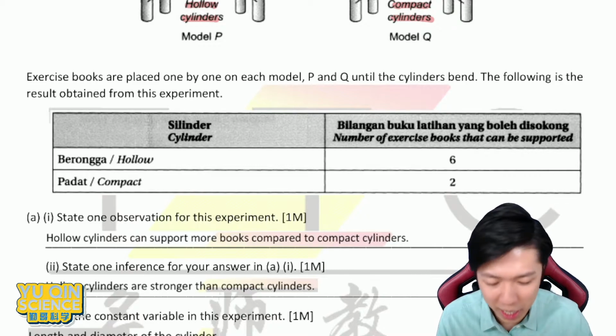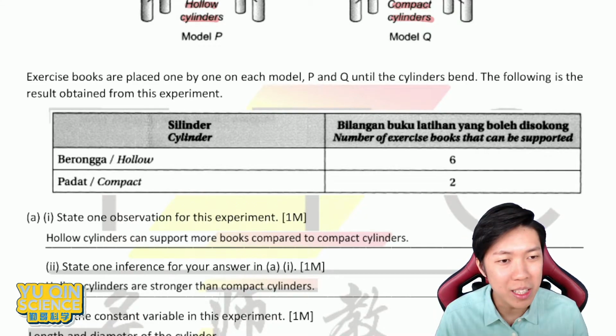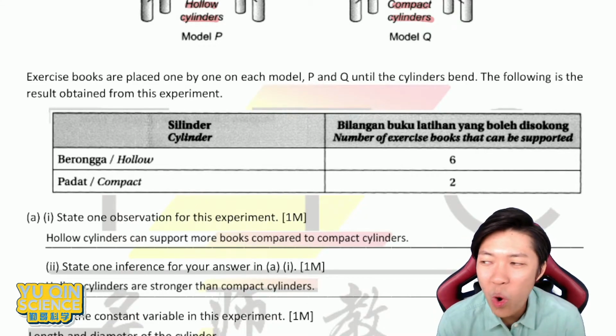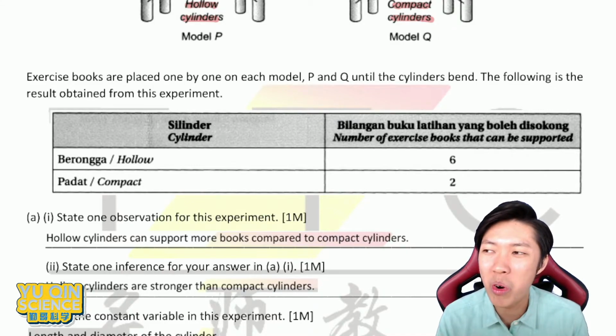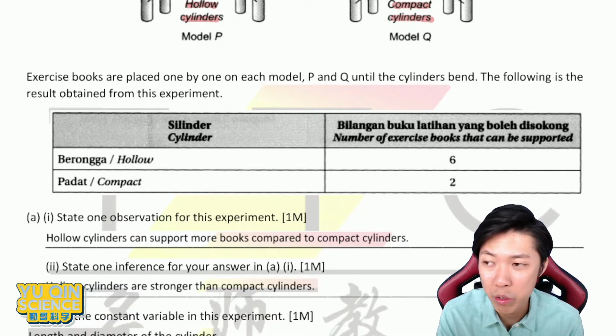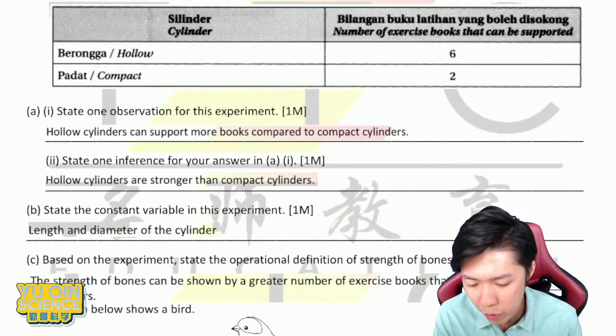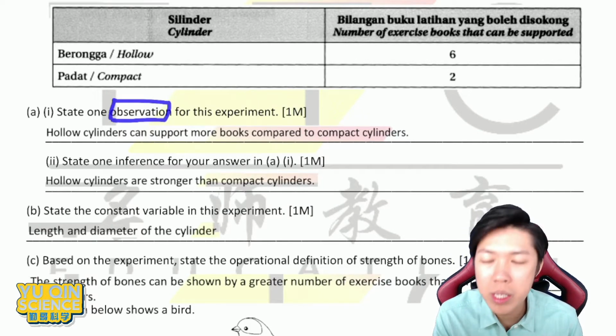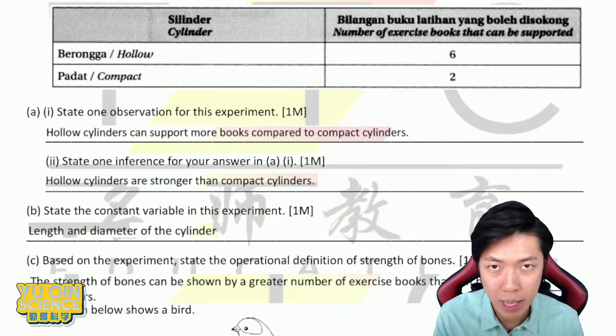Okay, right? So that means hollow is stronger, like empty is stronger. Oh wow, that's a very good experiment to prove it, and it's very straightforward to understand. Okay, so first question. Observation means things that you see. Yeah, things that you observe.